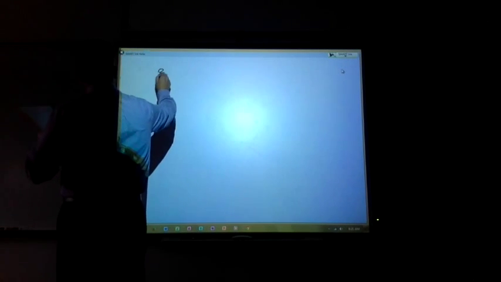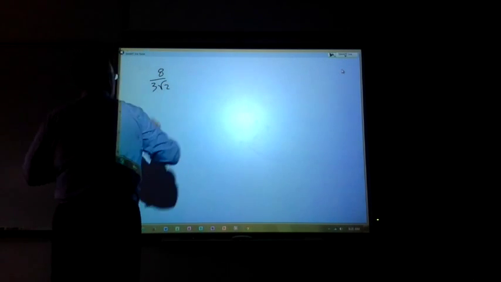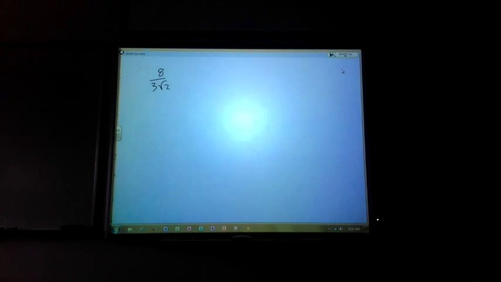13. Root 2 is not a perfect square. What should I multiply top and bottom by?